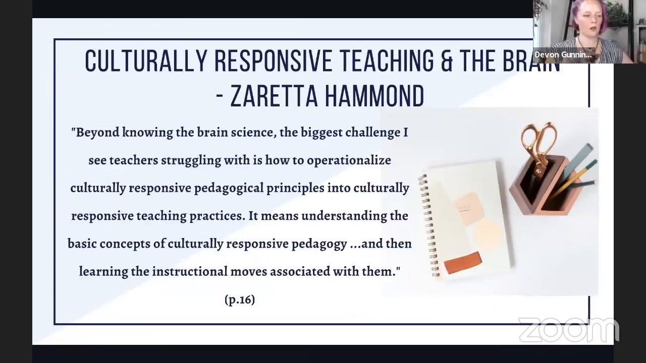Okay, so now we're going to switch gears a little bit and start looking at this magical resource right here. This is a pretty, I wouldn't say it's a dense read because it's very well written, but it's got so much in here. Look at all these. But this is Culturally Responsive Teaching and the Brain.